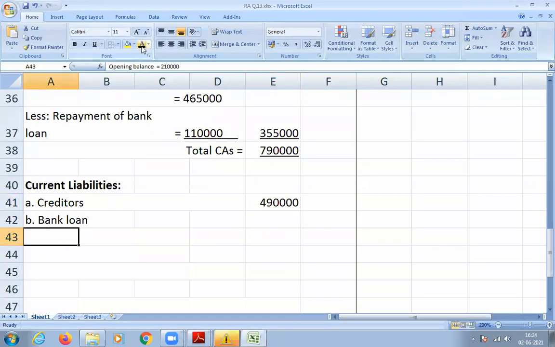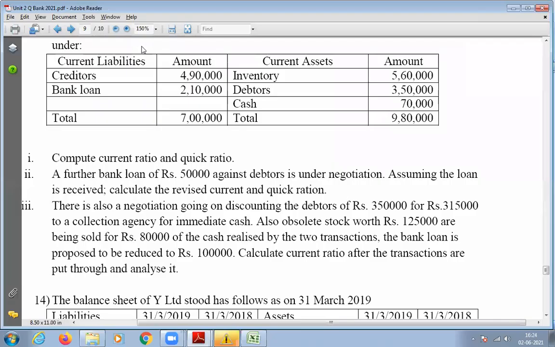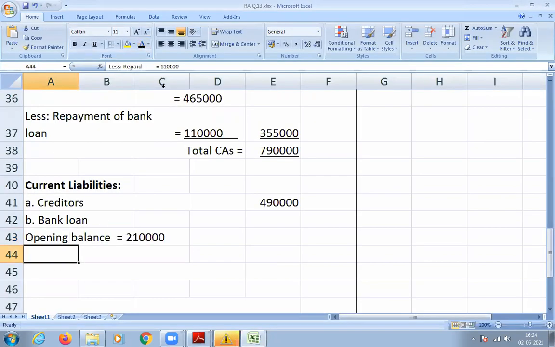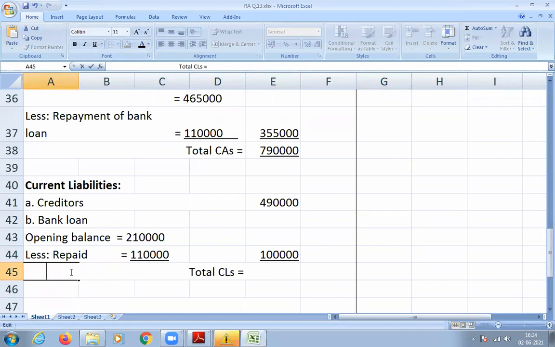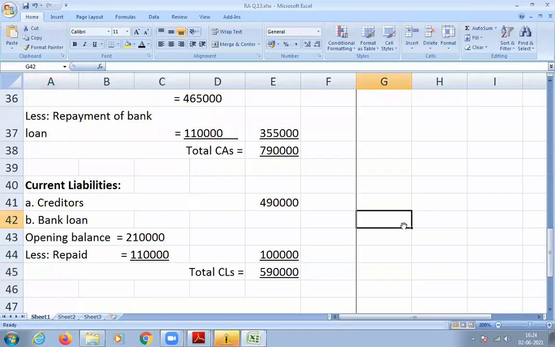So the bank loan opening balance is 2,10,000, right, as it is. And then we have minus the repayment of 1,10,000. So how much will we get as balance? 1 lakh. So calculate total current liabilities. New total current liabilities: 5,90,000. Is it reduced or increased? Reduced. Earlier it was 7 lakhs. Now it is 5,90,000.